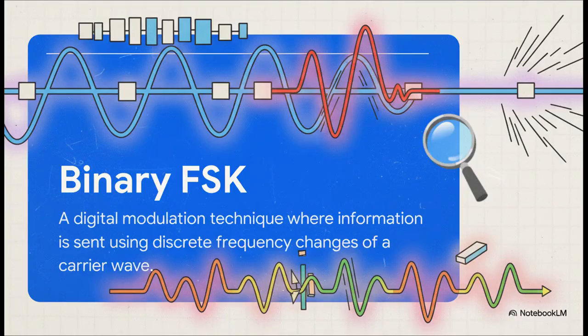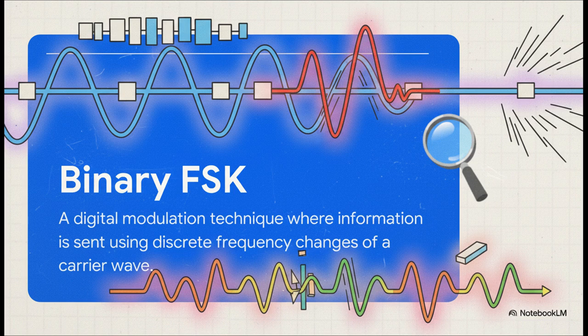Now, this technique has a fancy-sounding name: binary frequency shift keying, or just FSK. But let's break it down. Binary because there are two states, 1 and 0. Frequency shift because, well, that's exactly what we're doing. We're shifting the frequency. And keying is just an old-school term for sending a coded signal.